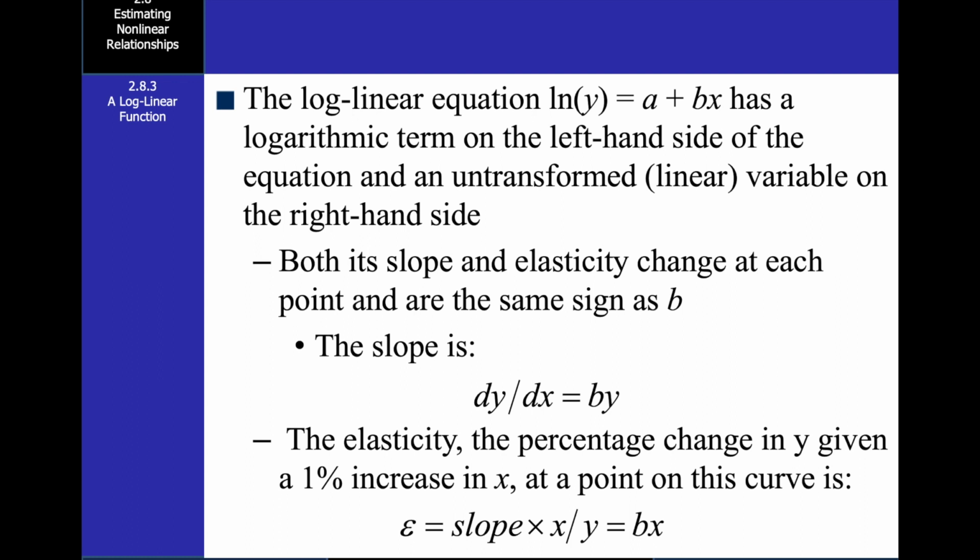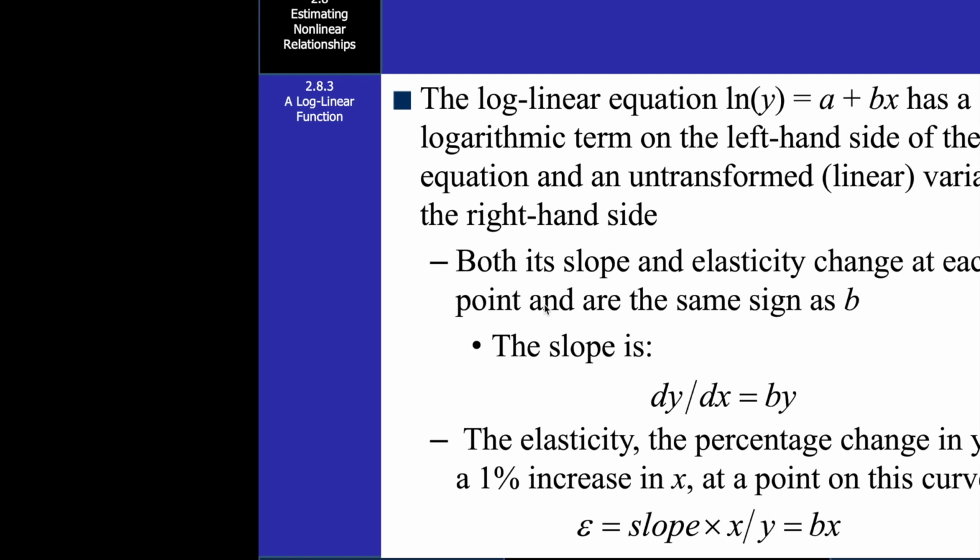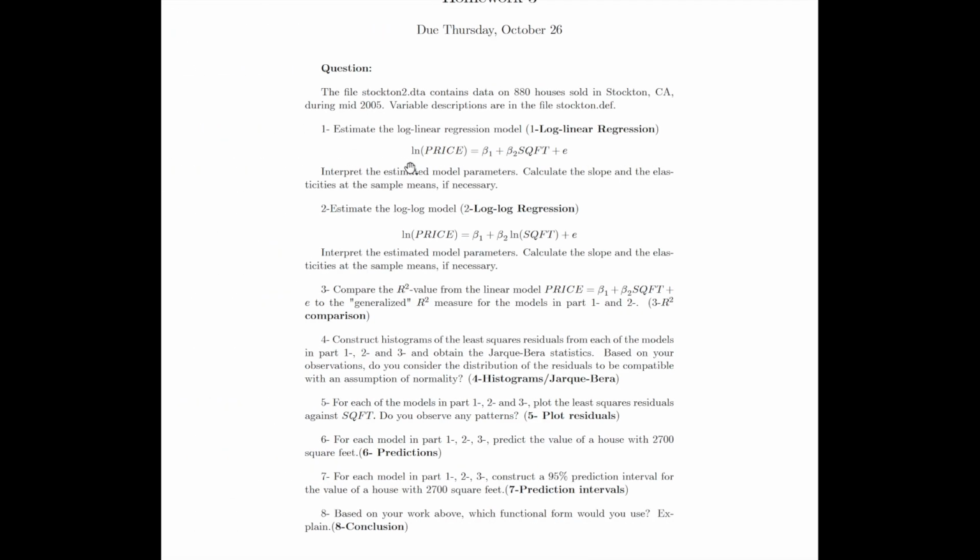But they asked us about the slope and the elasticity. When we take the derivative and solve for it, it's actually equal to our beta times our dependent variable. So our slope, our marginal effect, depends on what the y value is, the price here. And then the elasticity will be our beta times our x value. So keep that in mind, and that's going to change as we change our model.